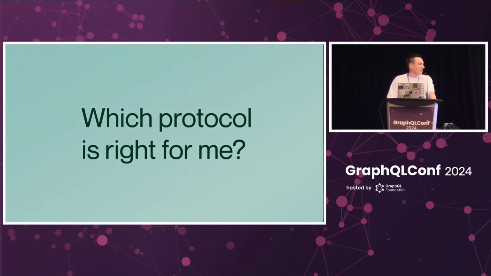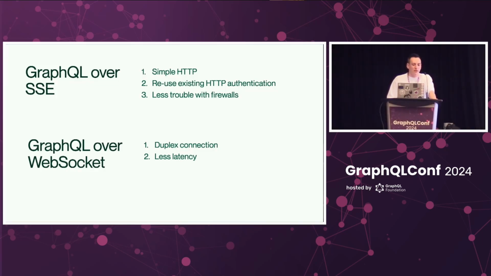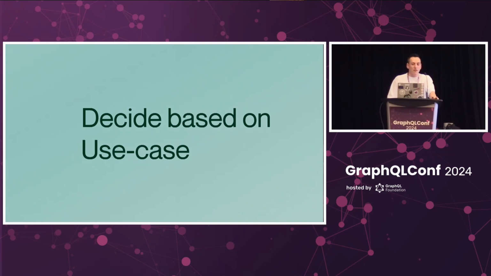So which protocol is the right one for me? I mean, it depends on your use case. One of the benefits of SSE is the simple HTTP, reusing the authentication, less trouble with firewalls. WebSockets are still blocked by enterprise firewalls. GraphQL over WebSockets is a duplex connection, and if latency is a big issue for us, we should probably go with WebSockets over SSE. So we should always decide based on the use case, and I want to give one example that I was working on recently.